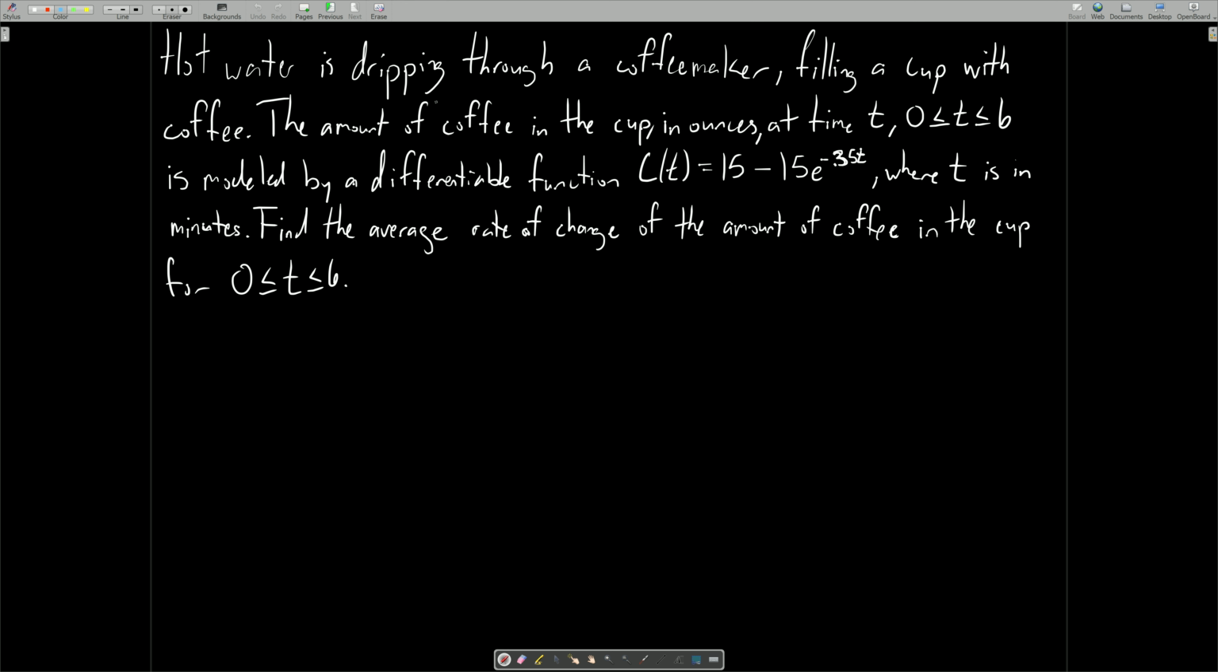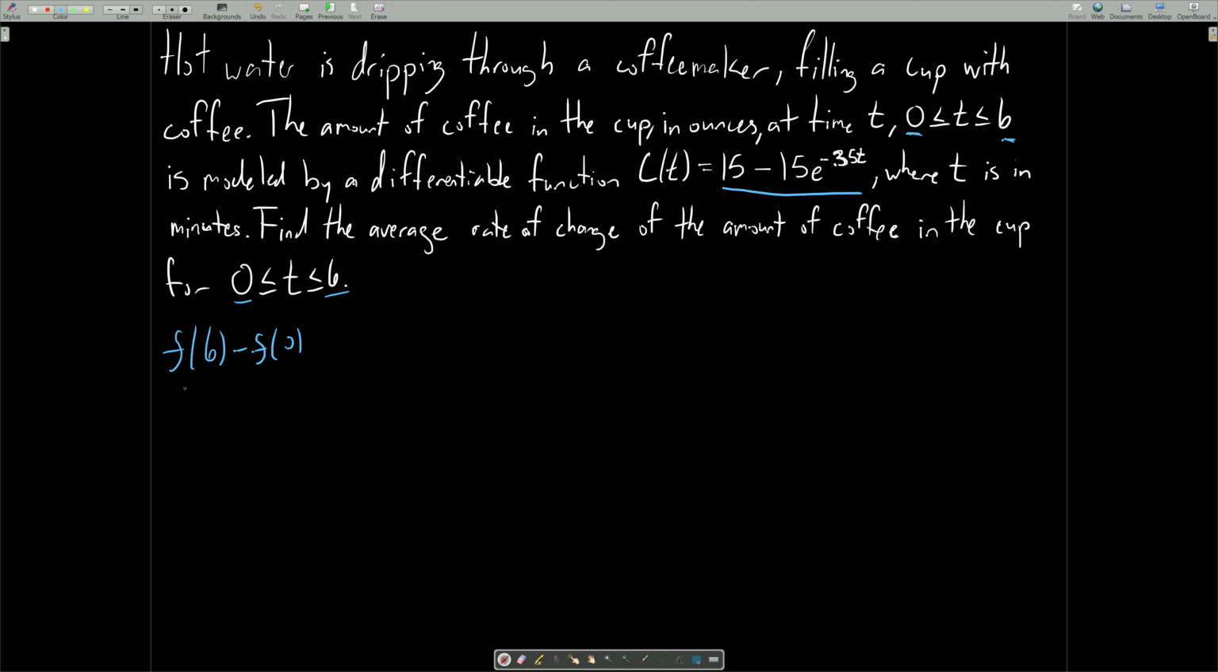Alright, hot water is dripping through a coffee maker, filling a cup with coffee. The amount of coffee in the cup in ounces at time t, where t is between 0 and 6, is modeled by a differentiable function, 15 minus 15e to the power of negative 0.35t, where t is in minutes. Find the average rate of change of the amount of coffee in the cup between 0 and 6. So you're going to need a calculator for this one because you're not doing this in your head, really.